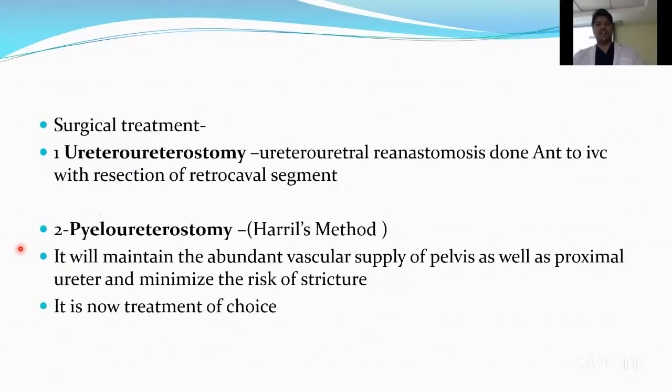Surgical treatments are ureteroureterostomy, with ureteral drainage done anterior to the IVC with resection of the retrocaval segment, and pyeloureterostomy. Hellis method is preferred. It maintains the vascular supply of the pelvis as well as the proximal ureter and minimizes the risk of stricture. This is now the treatment of choice.